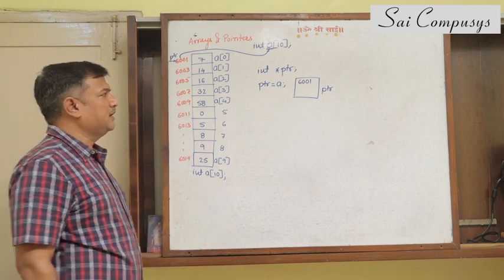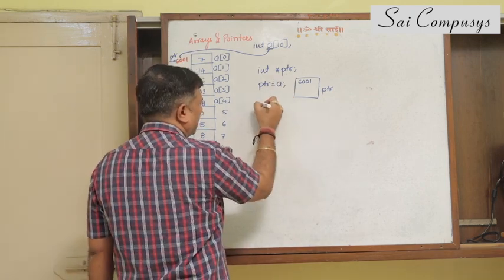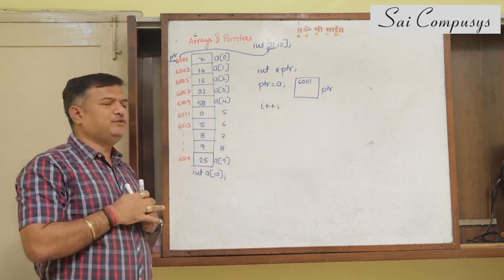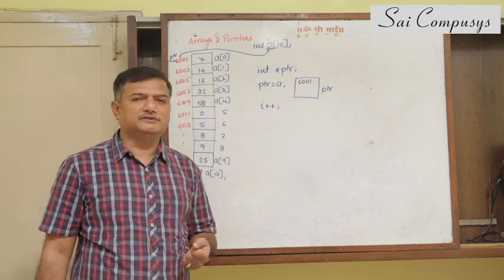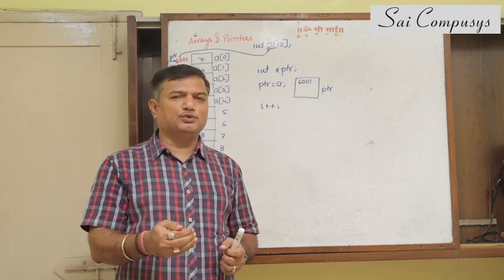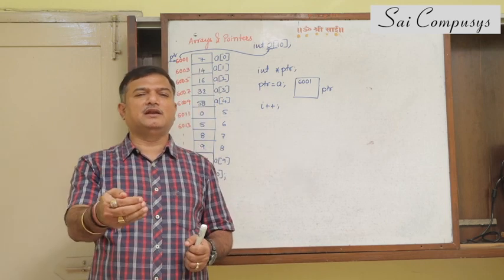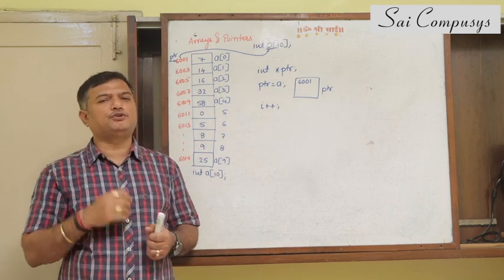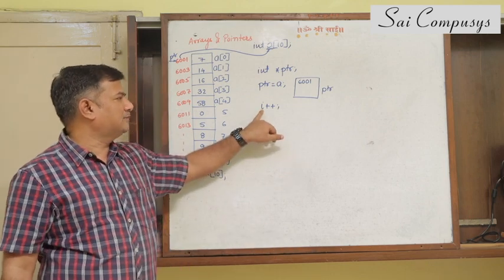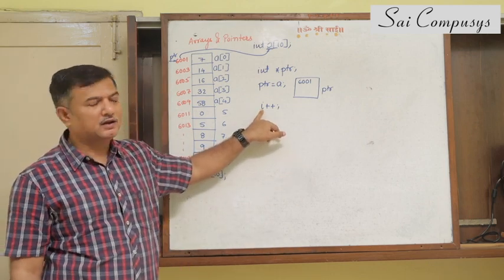Now one interesting thing about this pointer. All of you know this i++. We have used it very commonly, i++. It increments the value of a variable by 1. If the value of i is originally 10, ++ will make it 11. If it's 11, ++ will make it 12. So ++ is a very common operator which increments the value of a variable by 1.